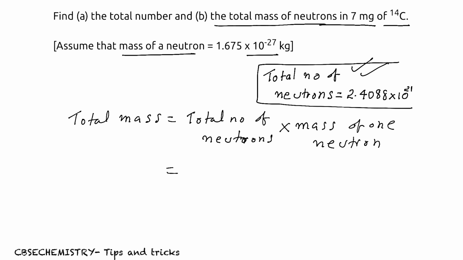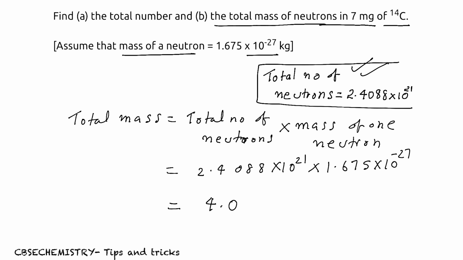What is the total number of neutrons? 2.4088 into 10 raised to 21 into mass of one neutron is what? 1.675 into 10 raised to minus 27. On calculating, you will get 4.034 into 10 raised to minus 6 kilogram. Hope all of you understand.